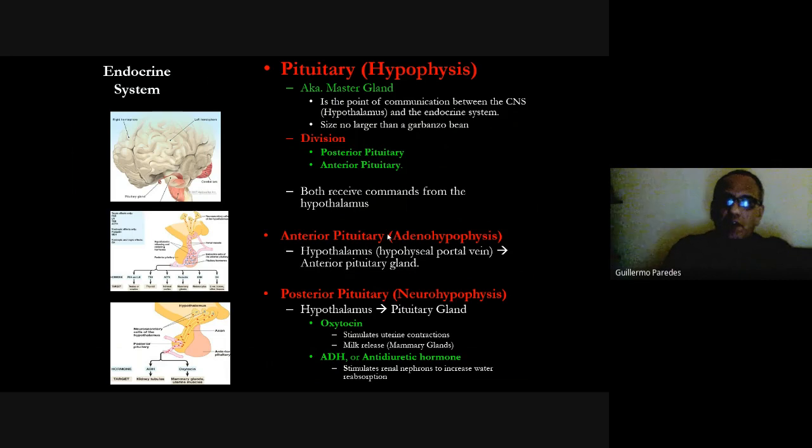Here we have the posterior and anterior pituitary gland. The anterior pituitary gland is called the adenohypophysis. That's what I want you to know. The posterior pituitary gland is the neurohypophysis, which releases oxytocin, ejecting milk and stimulating uterine contraction during delivery, during labor. ADH, or antidiuretic hormone, stimulates the kidney to reabsorb water.